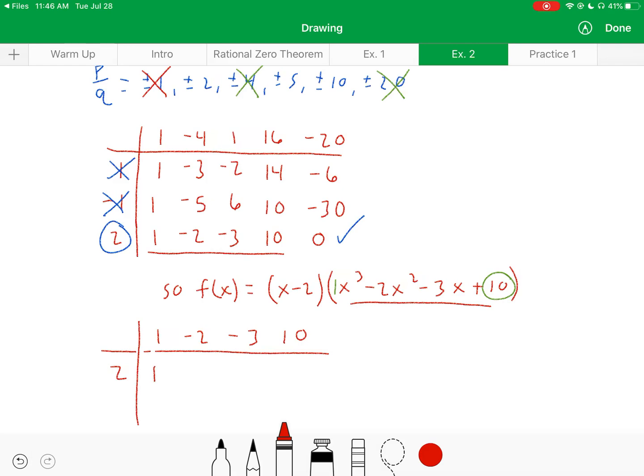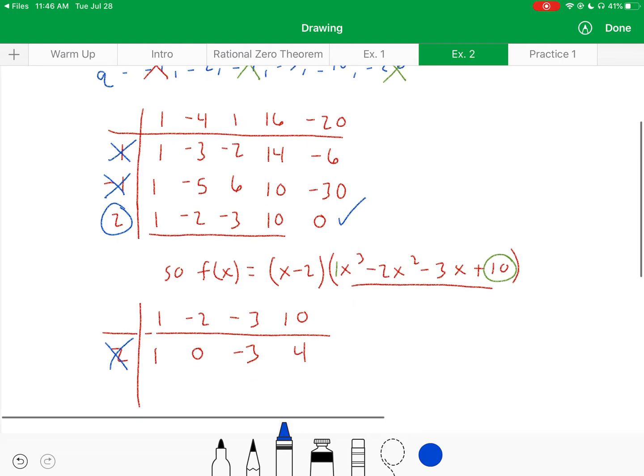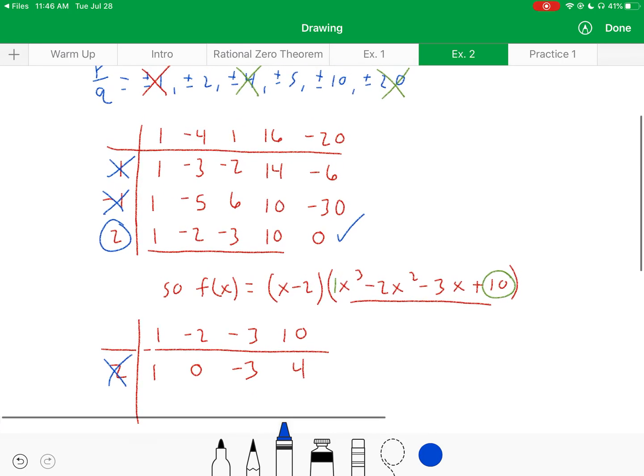Bring the 1 down. 1 times 2 is 2. 2 plus -2 is 0. 0 times 2 added with -3. -3 times 2 added with 10. All right, it doesn't work a second time. So rule 2 out as a second value. Move to the next number in the list. How about -2?